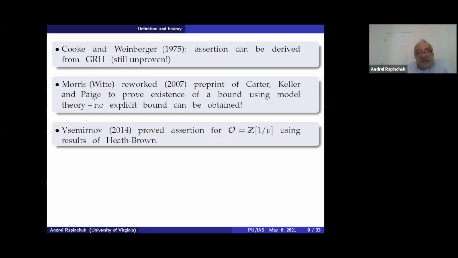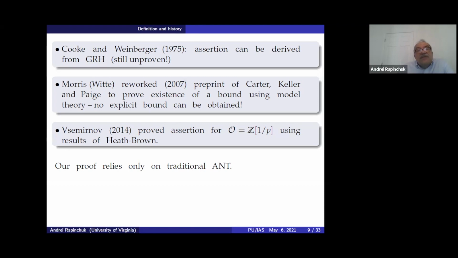Now, Maxim Smirnov in 2014 proved this assertion, again with the bound 5, using some results of Browning on Artin's primitive root conjecture. So in some sense, it was a return to the original work of Cook and Wimberger. Now, our proof uses only traditional algebraic number theory, meaning basically Chebotarev's density theorem and some computations with power residue symbols.